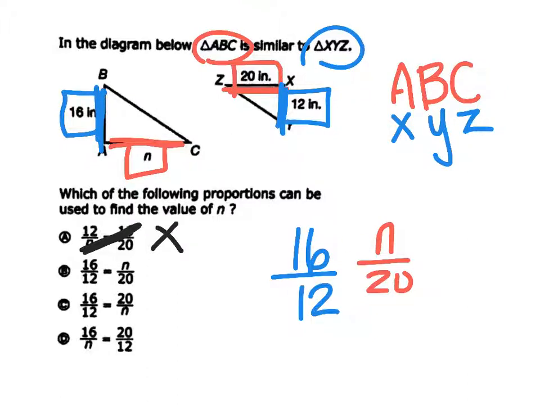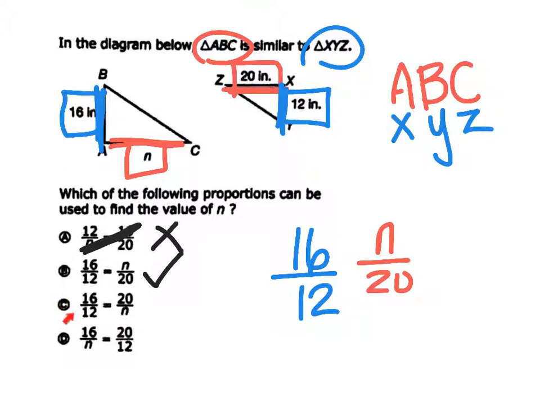If you look at answer choice B, okay, they have 16 with 12. So do I. They have N with 20. So do I. I need to look sideways. I have 16 with N. They have 16 with N. I've got 12 with 20 going sideways. They have 12 with 20 going sideways. So this is probably going to be my right answer choice, so I'm going to check mark it, but I'm going to check the last ones just in case.